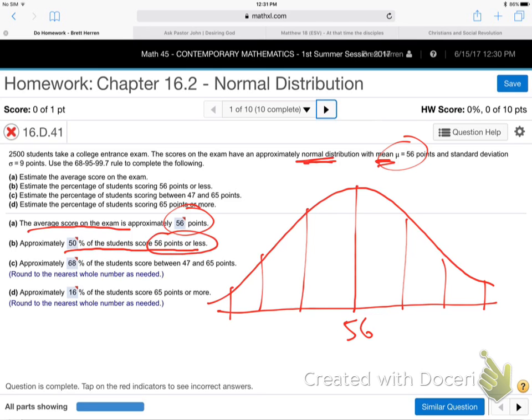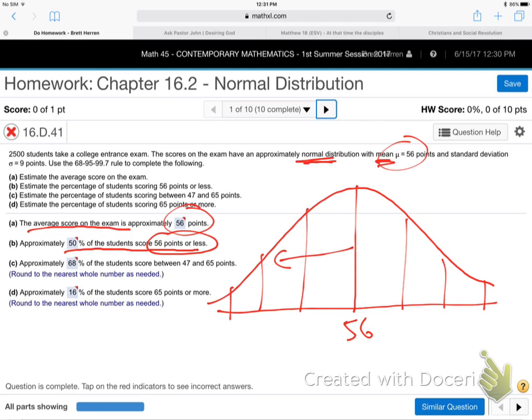Well, 56 is the middle. What percentage is left of that? It's got to be 50%. It's the middle, so half the curve is below it. That's what it means to be the middle. 50% is below you and 50% is above you.